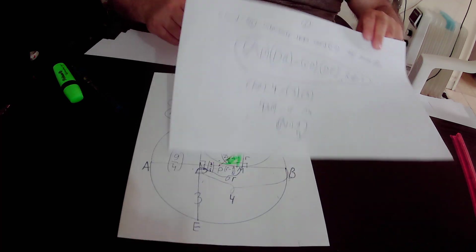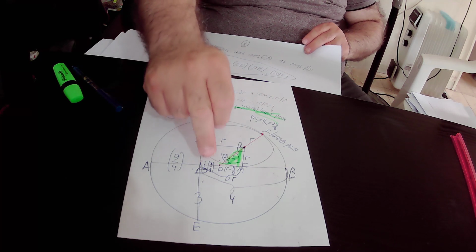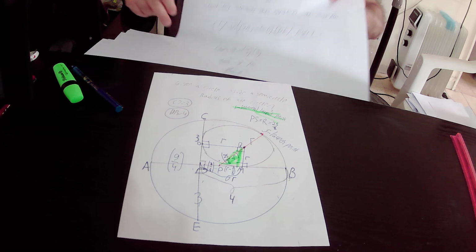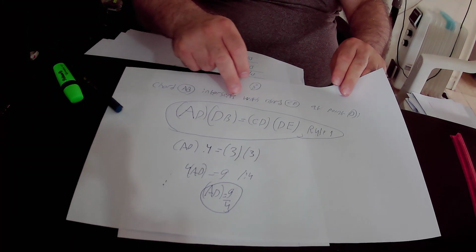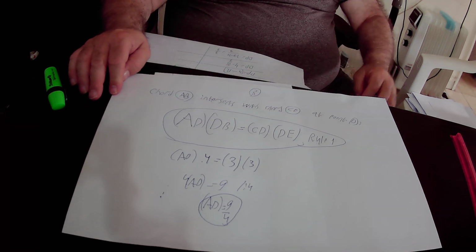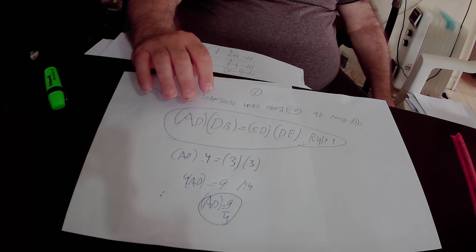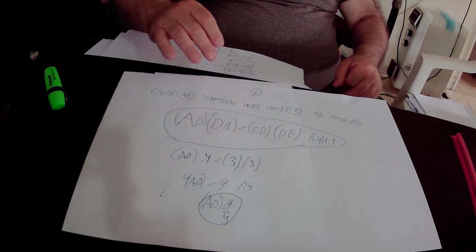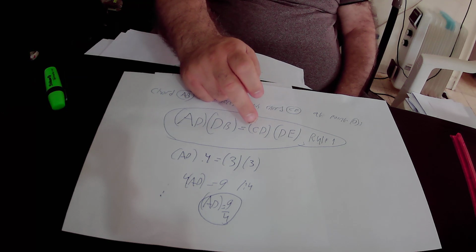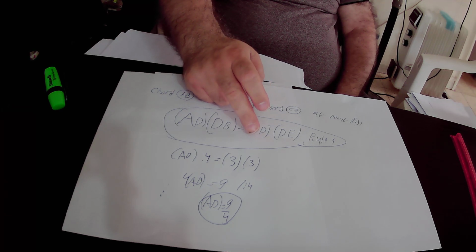Therefore, according to rule number 1, we get that AD times DB equals CD times DE. AD is the missing line segment, so we leave it as it is. DB equals 4 units, according to what is given in the question. CD equals 3 units, also given in the question. DE, we've already found, is also equal to 3 units.